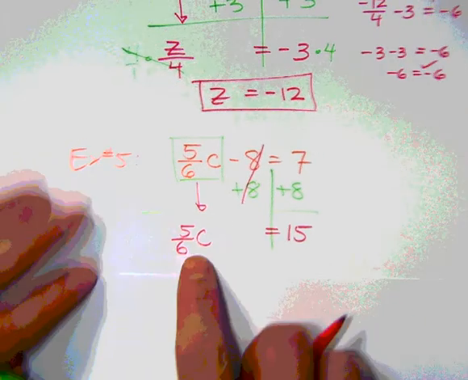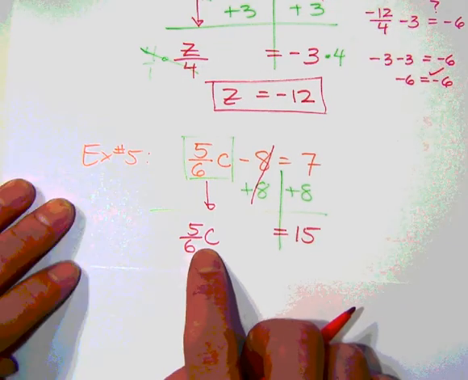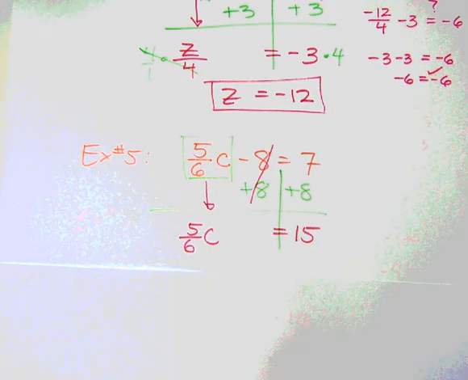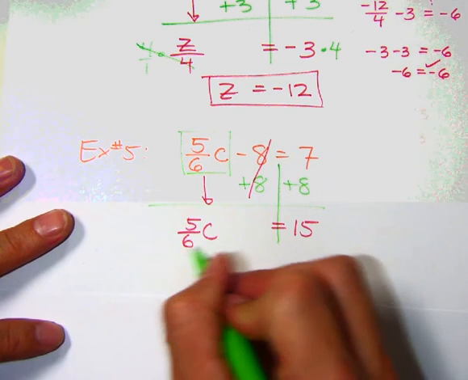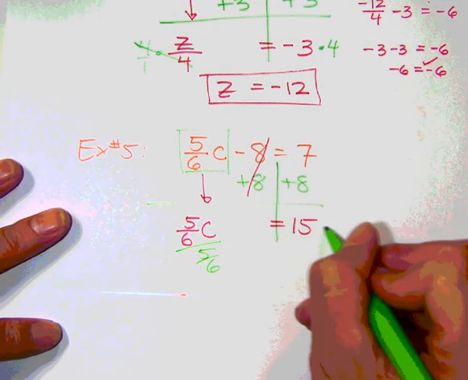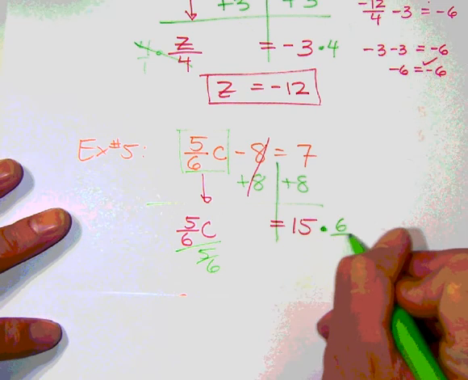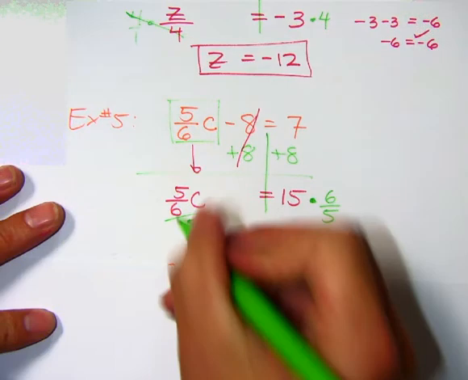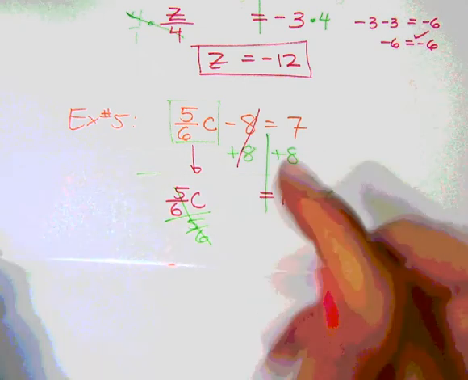Okay, so now I've got what's happening to c. Well, c is being multiplied by 5/6. So if I divide both sides by 5/6, you say, well, Mr. Ramos, dividing fractions, that's easy as pie. Flip the second and multiply, and I would tell you you're 100% correct. And you have a beautiful voice when you sing.